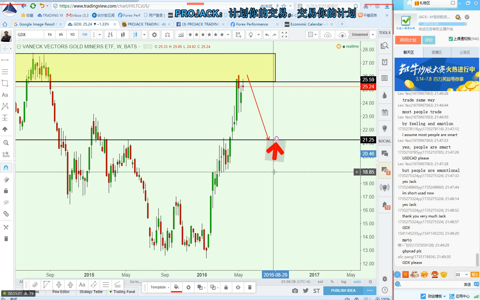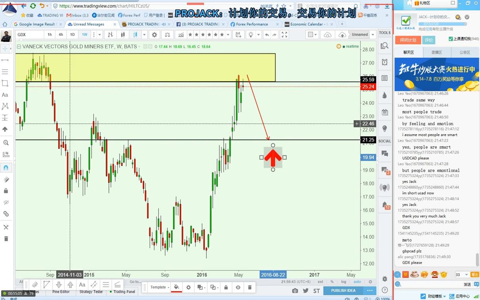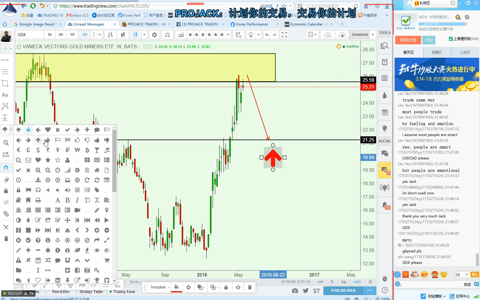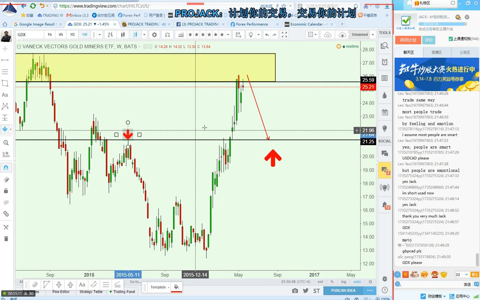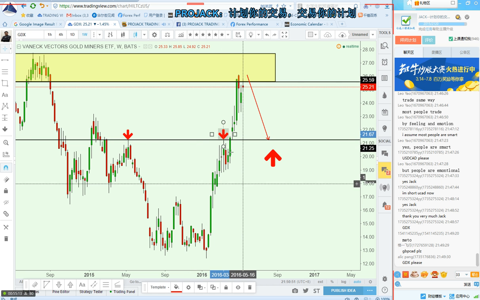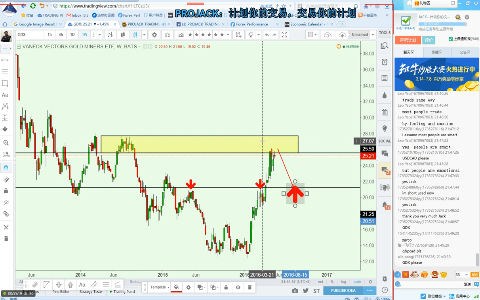At this part, the reason is very simple. Previously this was resistance, resistance here, and now it is support. That is for GDX.